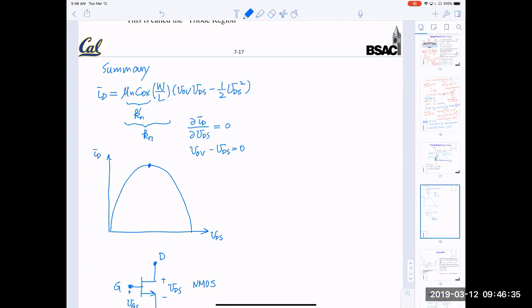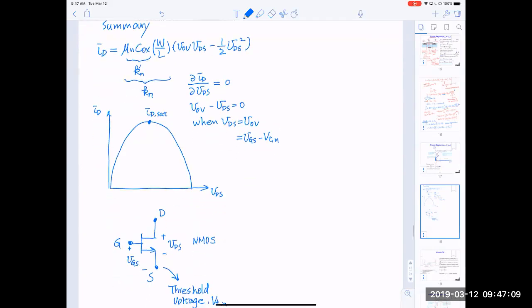So basically, we call this maximum current ID set. So there's yet another terminology. We'll explain what set is later, okay? And this happens when basically VDS equals V overdrive. And just to remind you, V overdrive is equal to VGS minus VTN. Okay, so it is the amount of gate voltage you apply to the gate beyond the threshold voltage. Okay, so far so good.